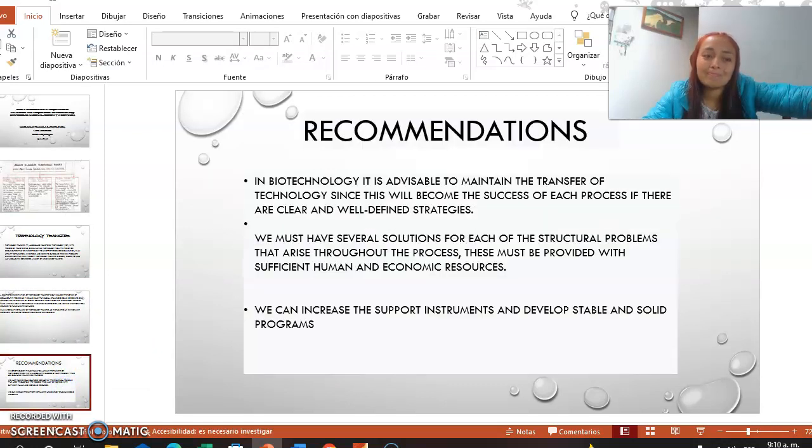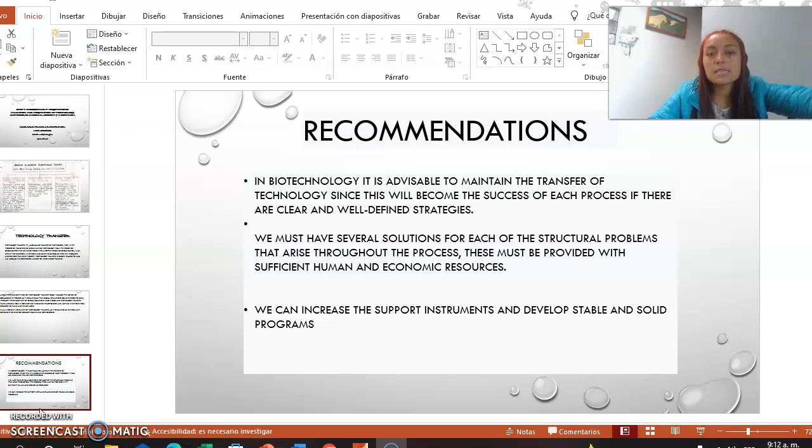Recommendations. Biotechnology is a discipline to mind in the transfer of technology, since the success of each process depends on clear and well-defined strategies. We must have several solutions for each of the structural problems that arise throughout the process. This must be proven with sufficient human and economic resources.